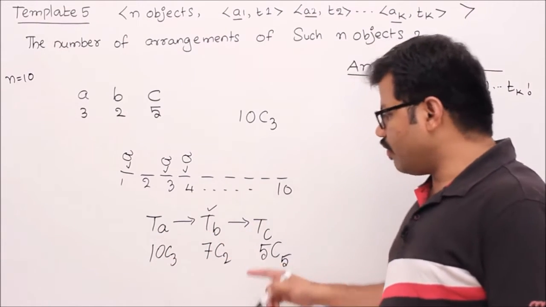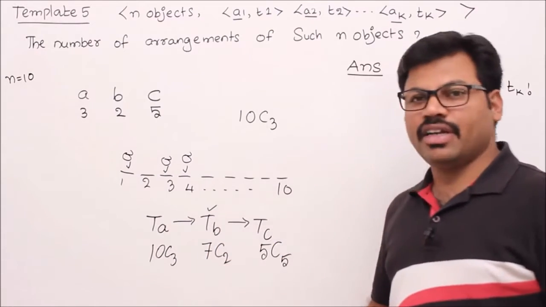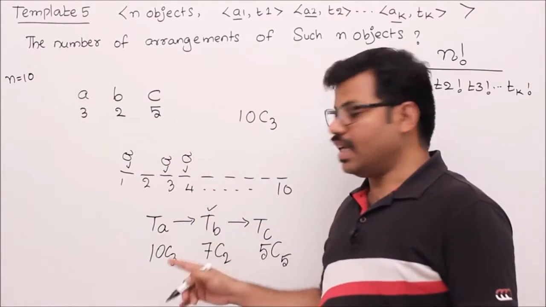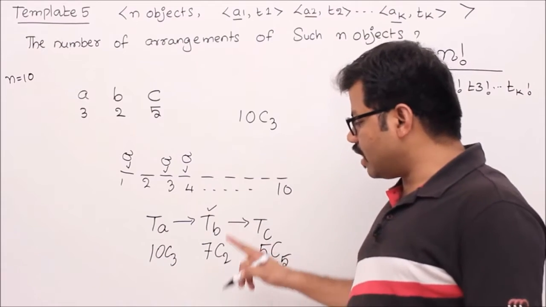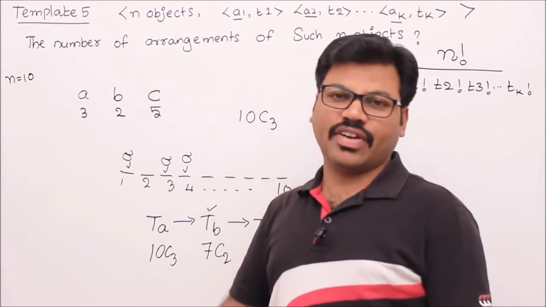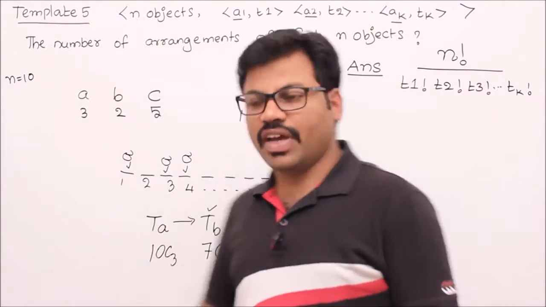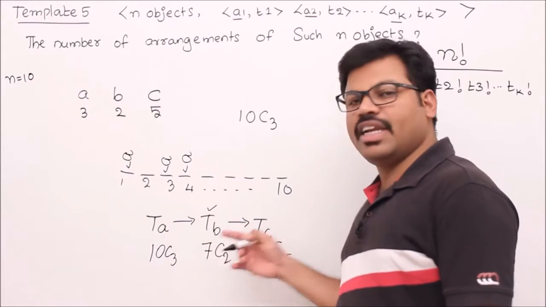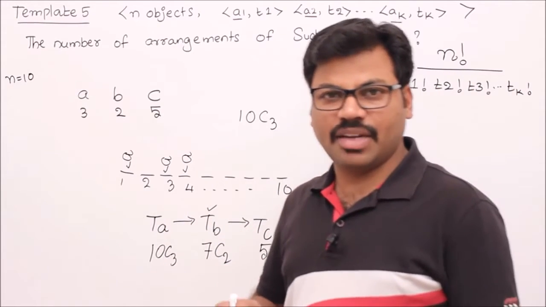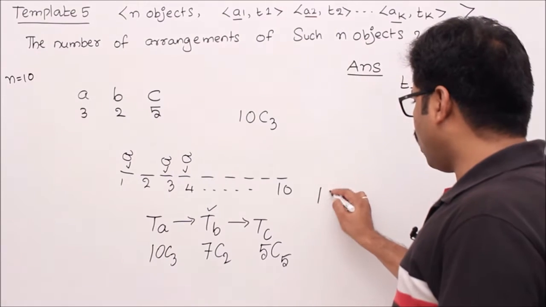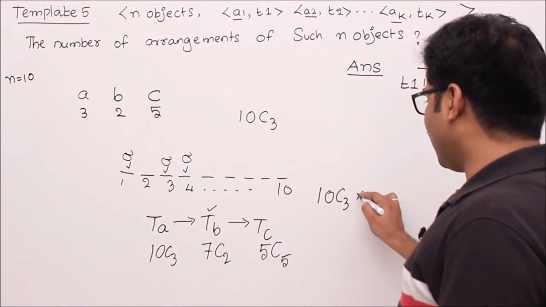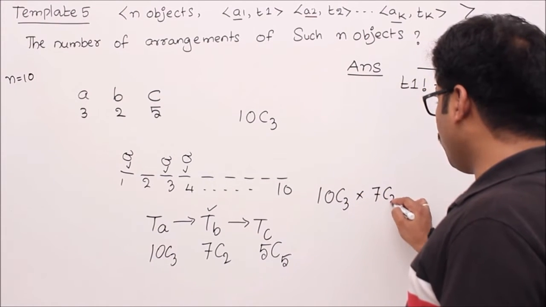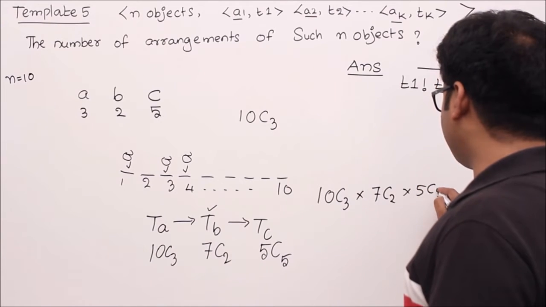Once you know these values, and we know that these tasks are independent, wherever you keep A's, in the remaining 7 positions we can select 2 positions always in 7C2 ways. That's why I say that all these tasks are independent. Whenever tasks are independent, we can apply the product rule. According to the product rule, the answer is 10C3 into 7C2 into 5C5, isn't it?